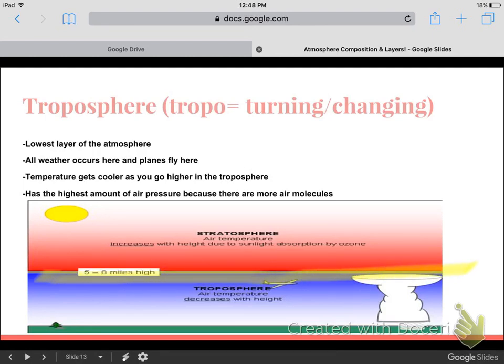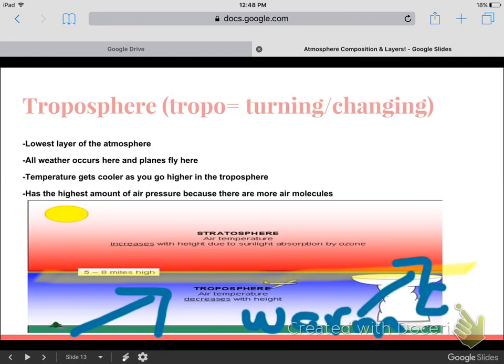All right, and as you go up into the troposphere, the air temperature will decrease. So it goes from warm at the surface up to cooler temperatures. So I'm going to write cool here. So the temperature decreases as you go up higher in the troposphere. The troposphere has the highest amount of air pressure versus any of the other layers because there's so many air molecules down in our layer where we live.